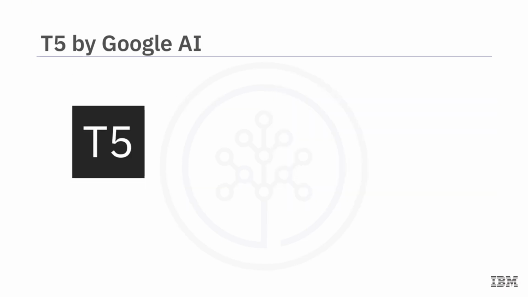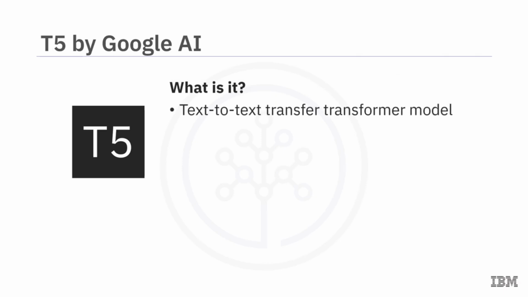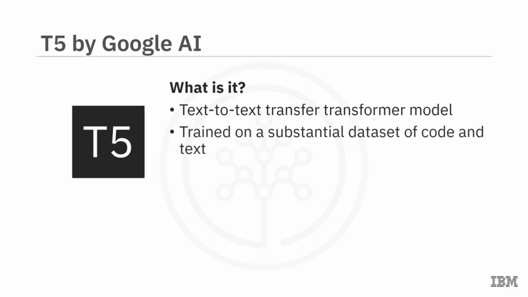Then there is T5. T5 is a text-to-text transfer transformer model developed by Google AI. This model is also trained on a substantial dataset of code and text. It can be used for various tasks, including summarization, translation, and question answering.